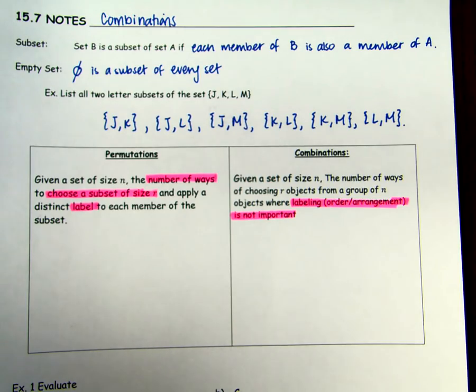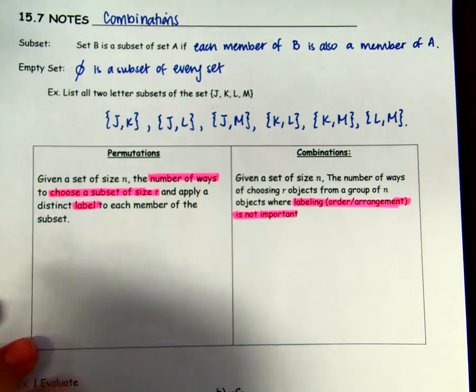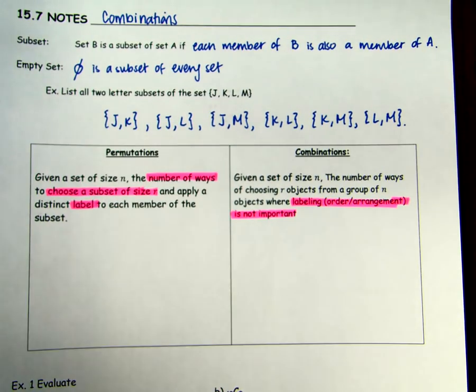So let's review. Set B, we say, is a subset of set A if each member of B is also a member of A. So if all the things that are in B are also things that are in A, then we say that B is a subset or a subgroup of group A. So once again, a subset is like a subgroup of a bigger group. And we say that you're a subgroup if all of your members happen to be members of the bigger group. An empty set is pretty much a subset of every set. Every set, we say that it has the empty set.